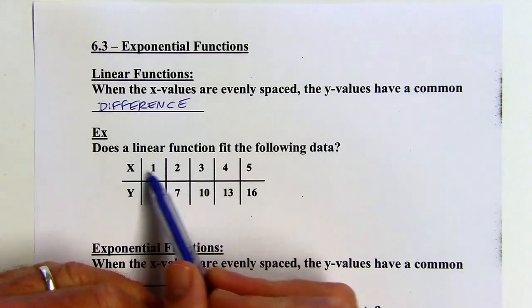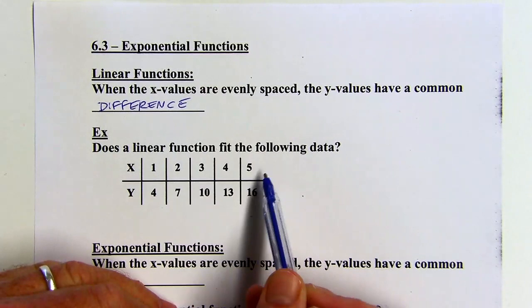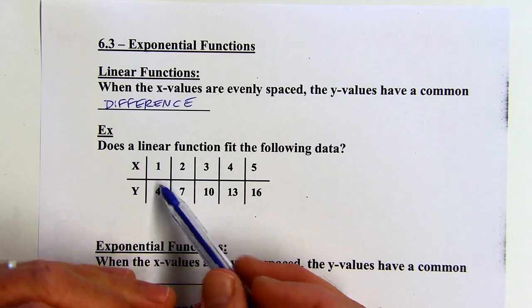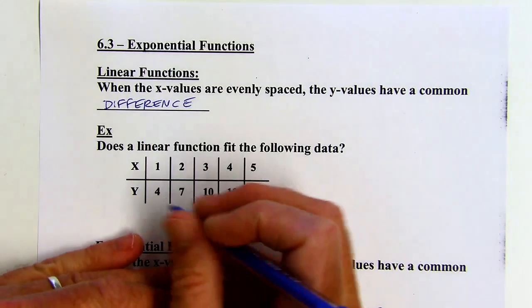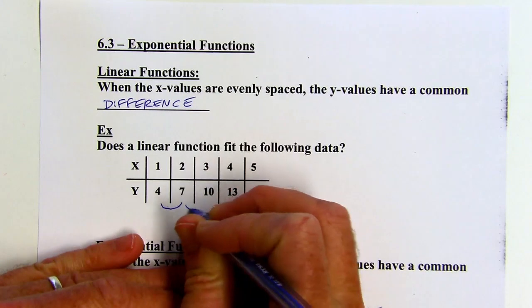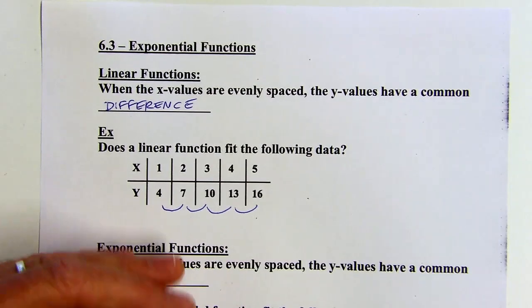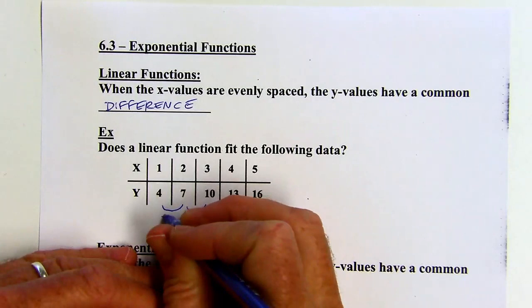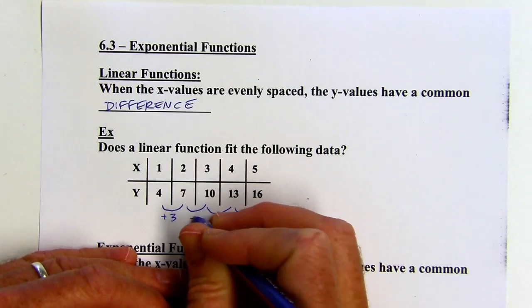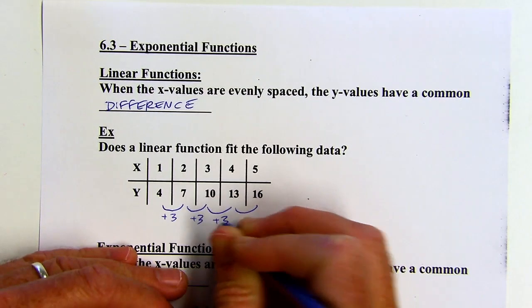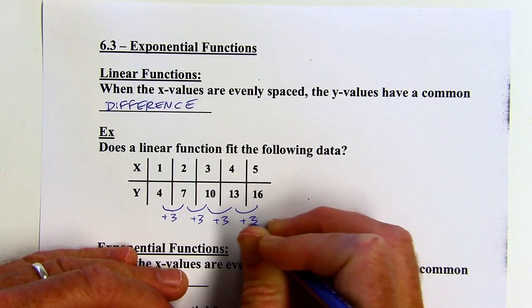So you see how the x's are evenly spaced, 1, 2, 3, 4, 5. It could be by 2s or 10s or anything, but as long as it's evenly spaced. And then you want to look, how are you getting from y value to y value? So what are you adding or subtracting? In this case, 4 plus 3 would be 7, 7 plus 3 would be 10, 10 plus 3 is 13, 13 plus 3 is 16.